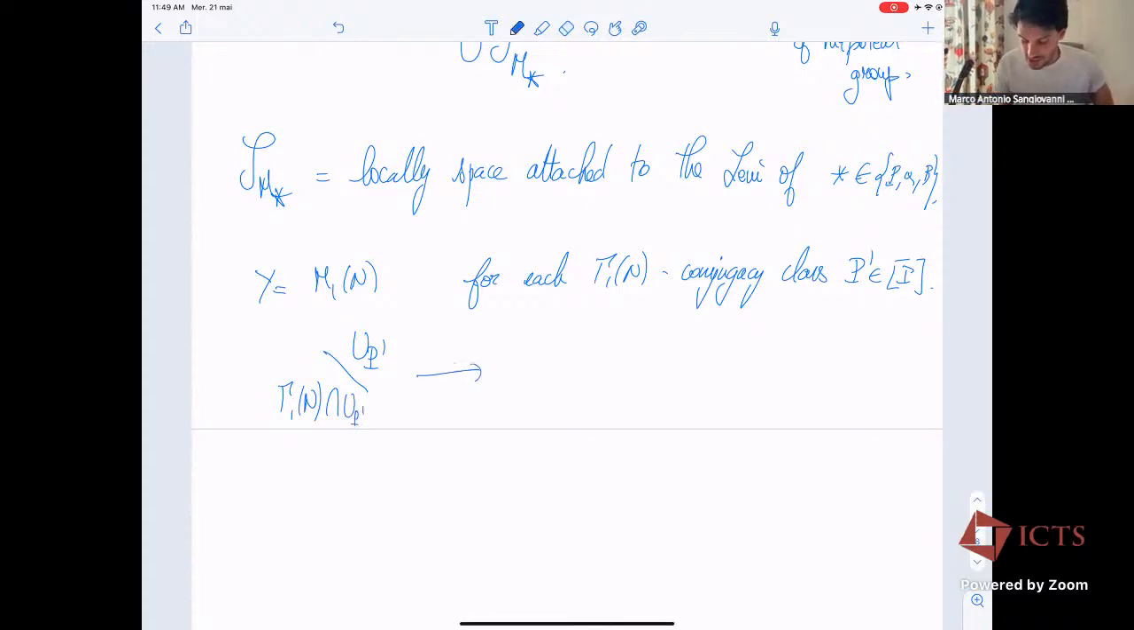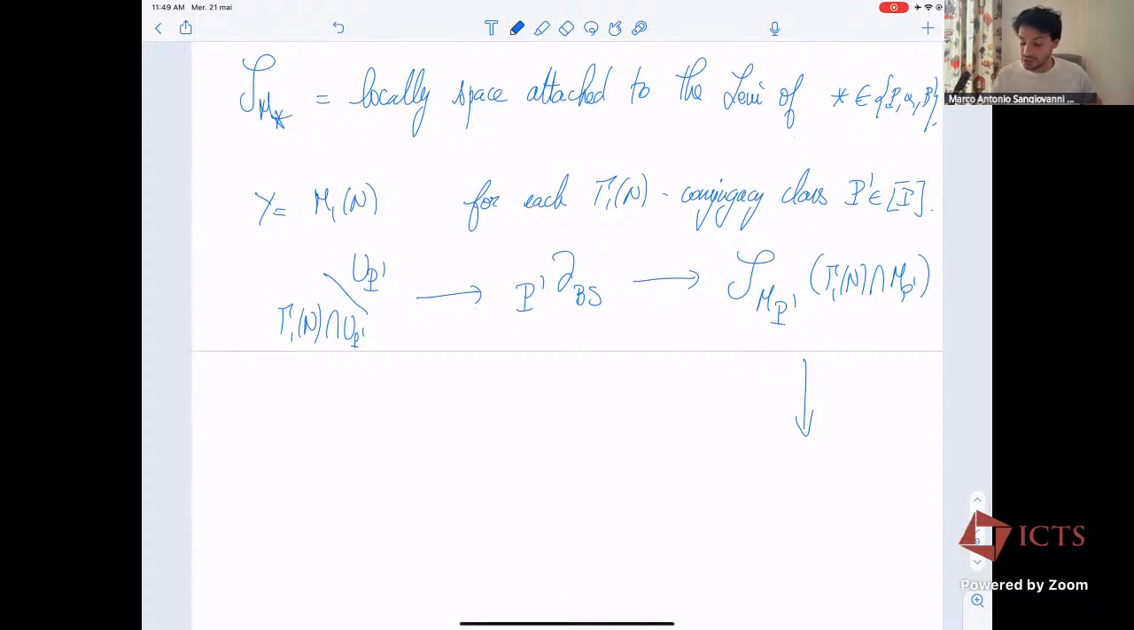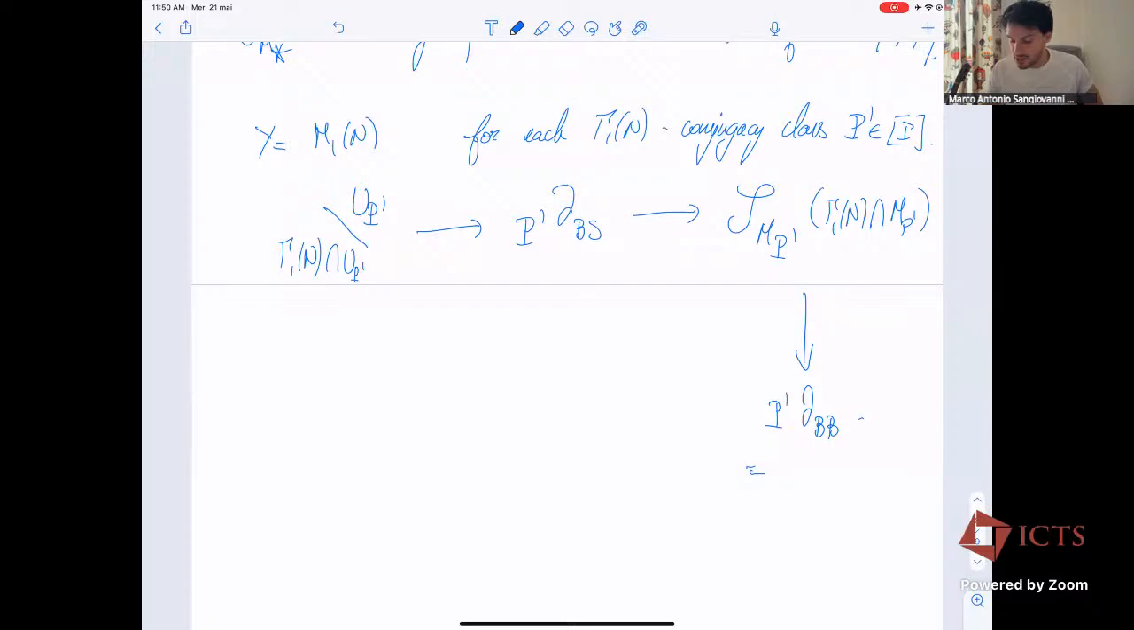This is the Serre fibration mapping to the boundary component for P prime, Borel-Serre, mapping to the locally symmetric space for M prime, and this is gamma 1 of N intersected with M prime. This is the level for this S of M prime. And then this is the boundary of the reductive Borel-Serre, and so this maps to the component of the Baily-Borel compactification.